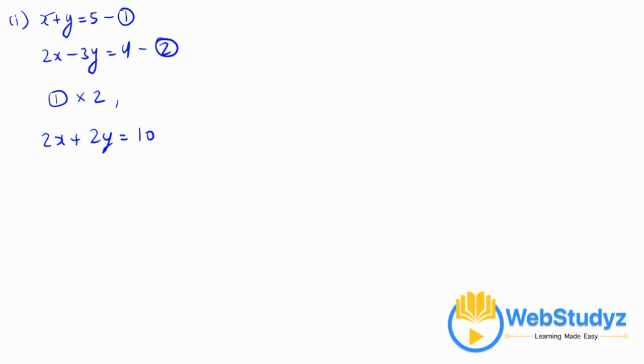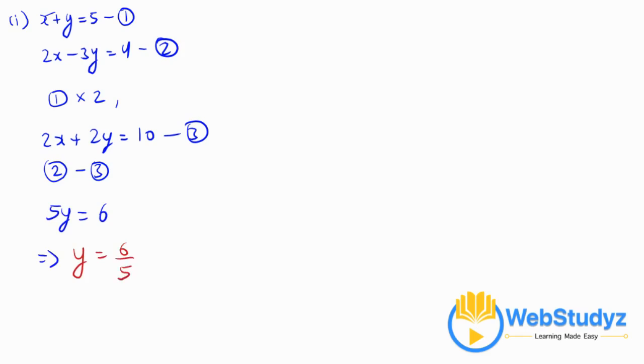Now, when we subtract the second from the third, this is our third equation. When we subtract the second from the third, we get 5y equals to 6. That means we get the value of y as 6 by 5.